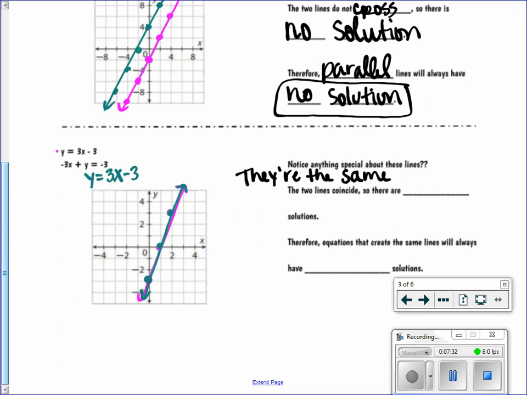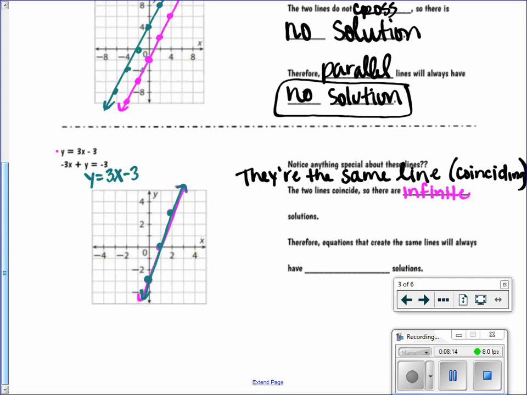There's a vocab word for that, and that vocab word is called coinciding. Coinciding. Meaning you got two different equations, but in reality they're the same thing. They're right on top of each other. So when they are right on top of each other, where are they crossing? Everywhere, always. So what are the solutions? Infinite solutions.